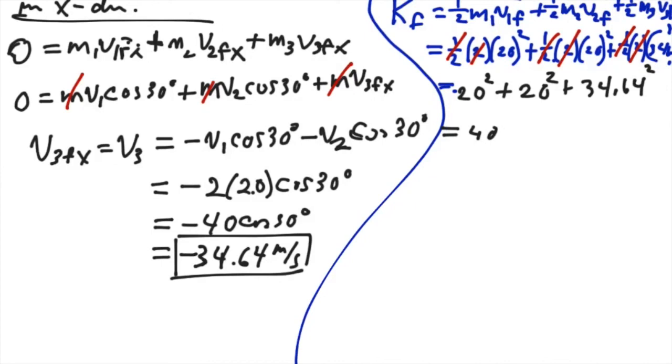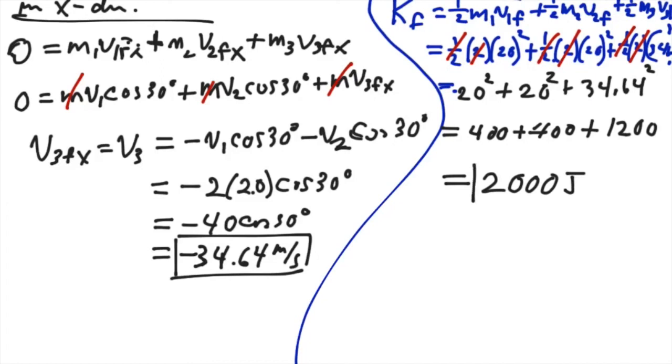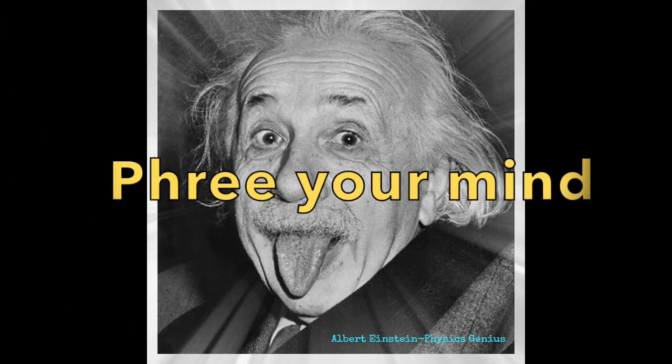That's going to be 400 plus 400 plus 1200, which will give us 2,000 joules. So that's our answer. The final kinetic energy of the system after the explosion is 2,000 joules, and that's the energy released in this explosion. 2,000 joules.